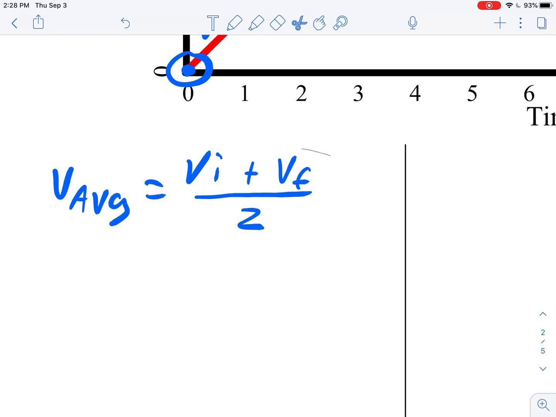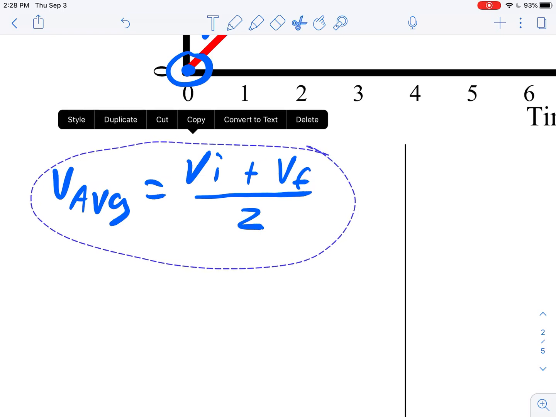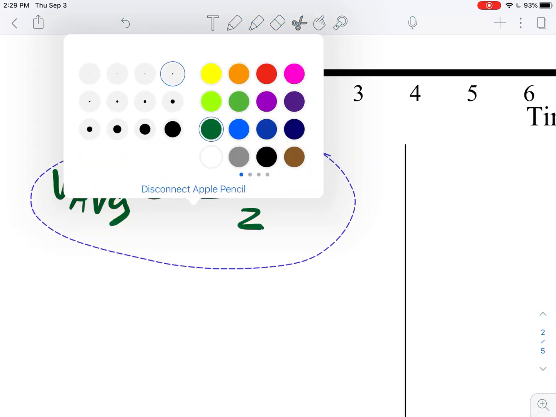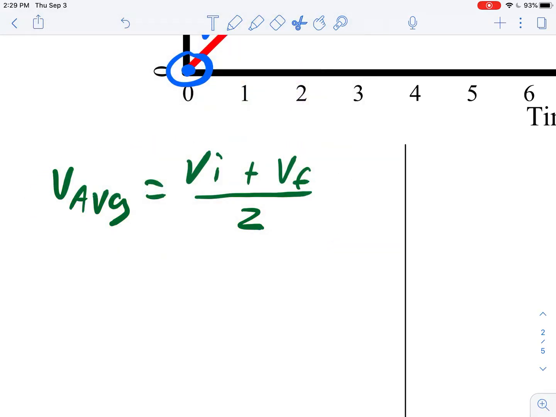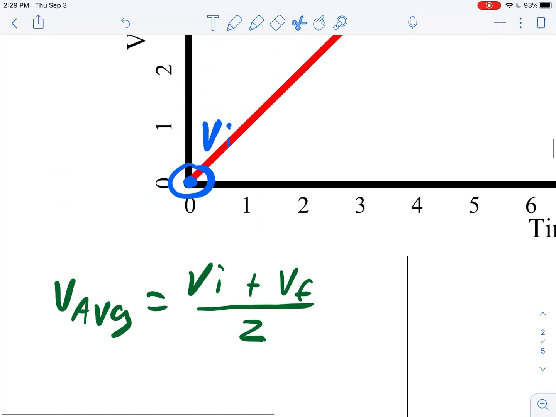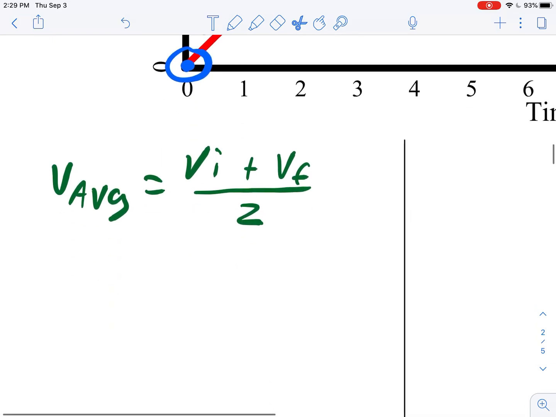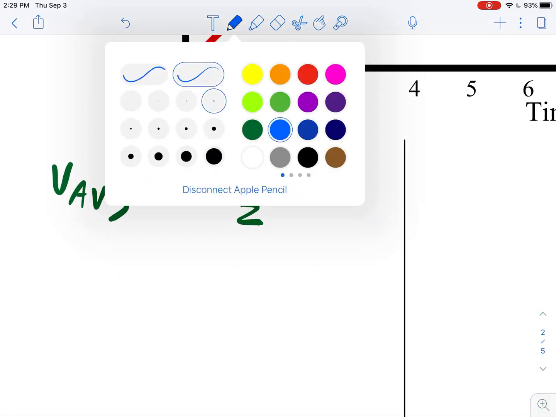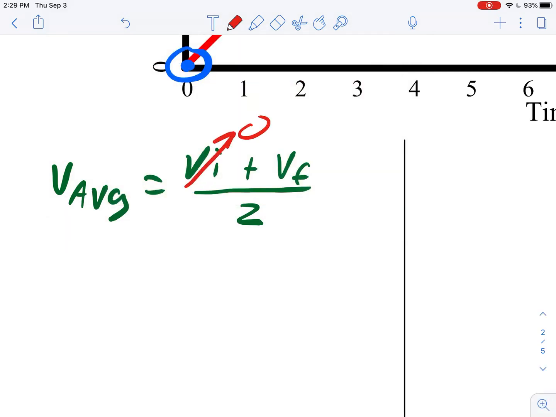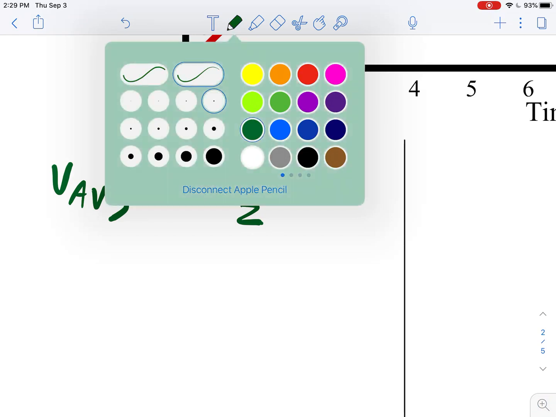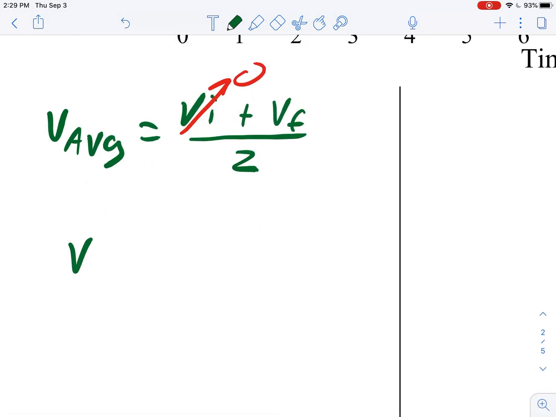In fact, just for convenience, I'm going to change this to green. You'll see why in just a second. My initial velocity here, you can see the point right on the graph, is 0. So it's like it's not even in the equation, it just factors out. And so this simplifies down. What I have here is that average velocity in this case is just equal to the final velocity divided by 2.